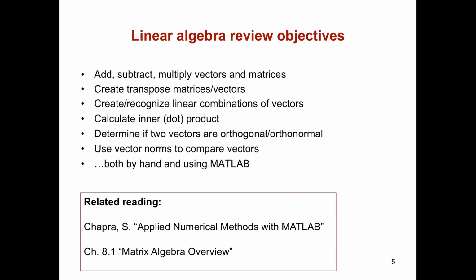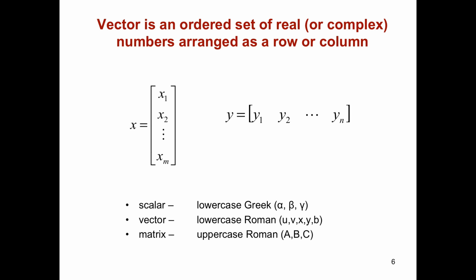And we will figure out what norms for these vectors are in order to be able to compare them, because that's often a basic engineering tool: comparing two things and making a decision accordingly. Okay? And if you want to look at the reading, we're looking at chapter 8 in the textbook, Matrix Algebra Overview. Okay? So a vector, formally, is an ordered set of numbers, and they could be real or complex.